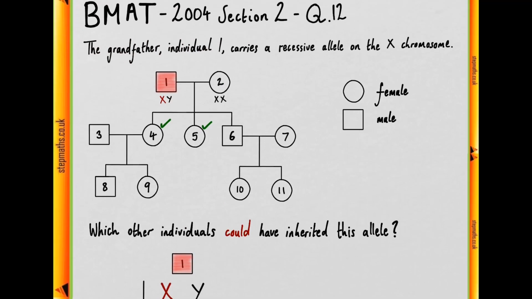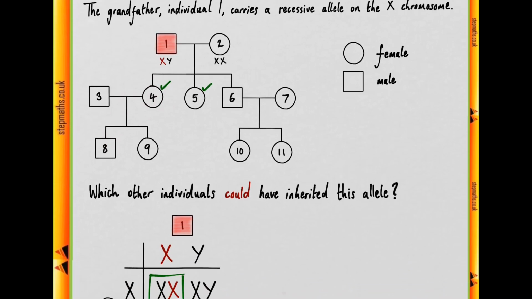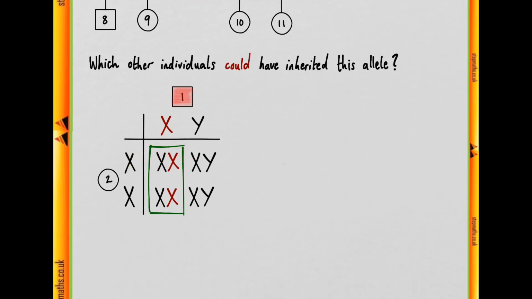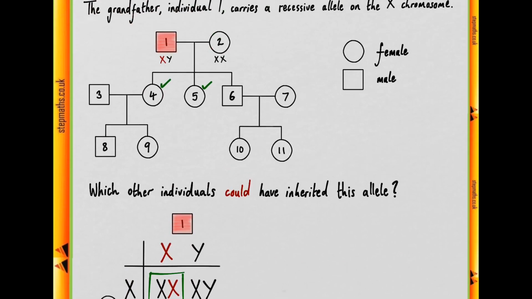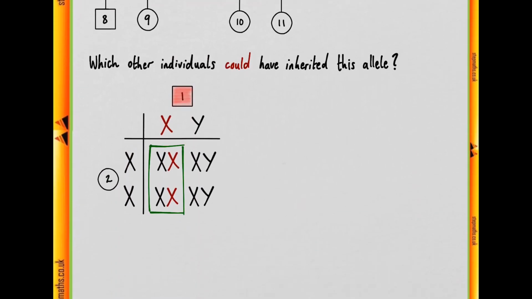So potentially, given that 5 didn't have any children, but 4 did, their offspring could have also inherited the allele. So let's think about that. So let's assume that 4 did inherit the allele, and has this genotype, XX, with one of them being affected. They will then mate with individual 3, who we know is XY with a normal X chromosome.